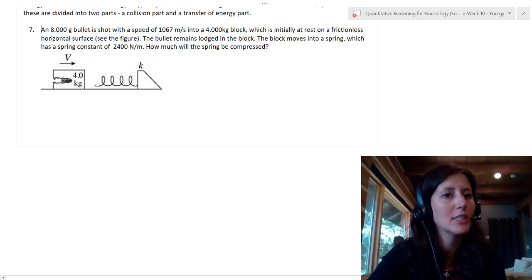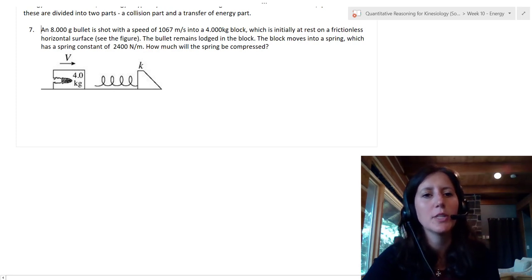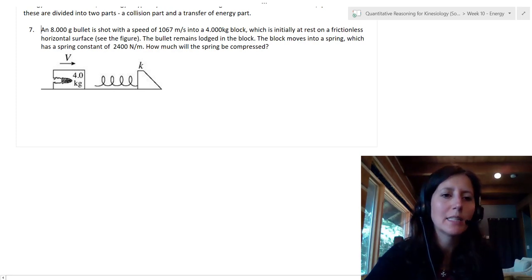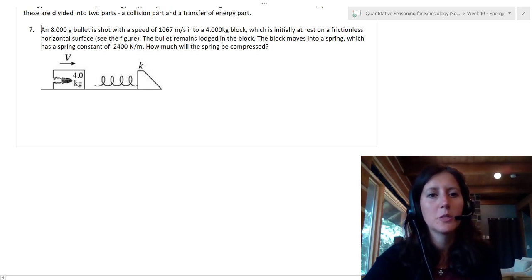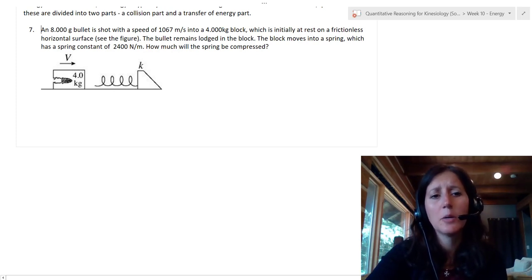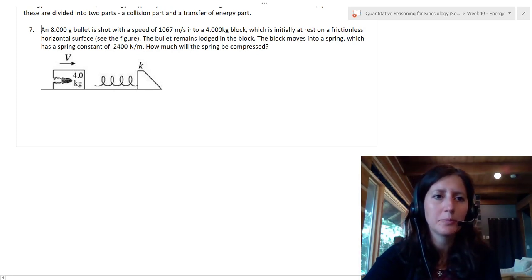Okay, so that's the collision. The bullet collides with the block. Then the bullet remains lodged in the block. So what kind of collision is that when the objects collide and then they stick together? It would be an inelastic collision. Okay, so now we have the bullet and the block together moving into a spring. The spring has a spring constant, and the bullet block compresses the spring. How much is the spring going to be compressed?